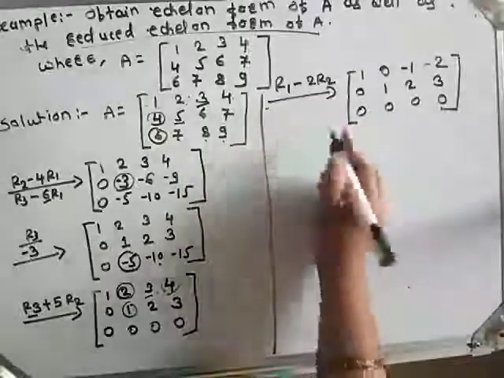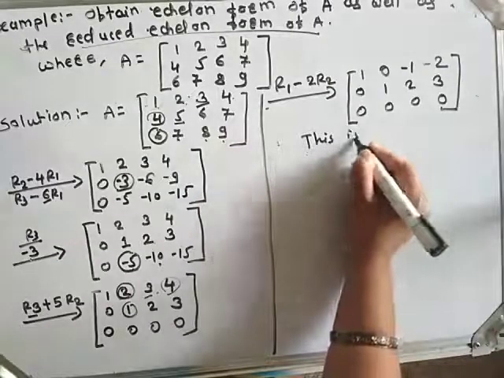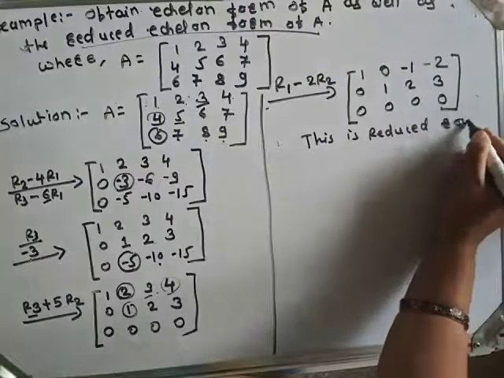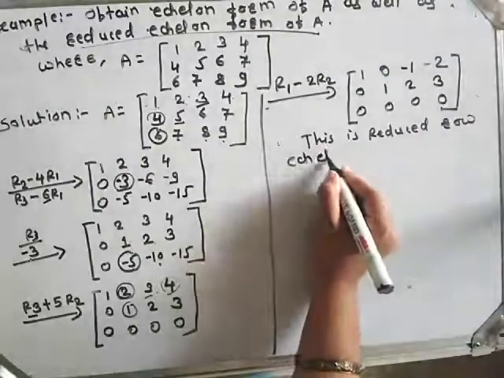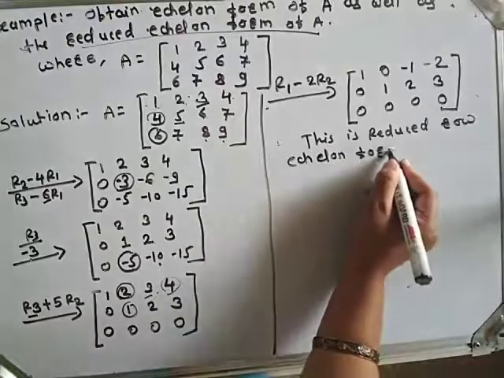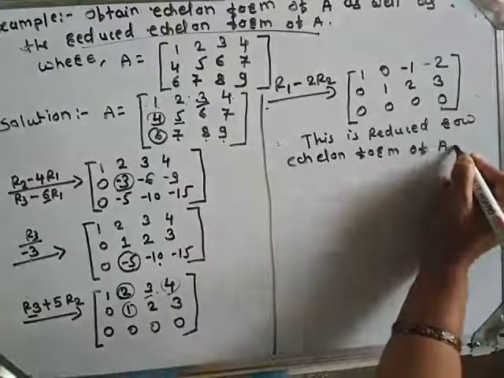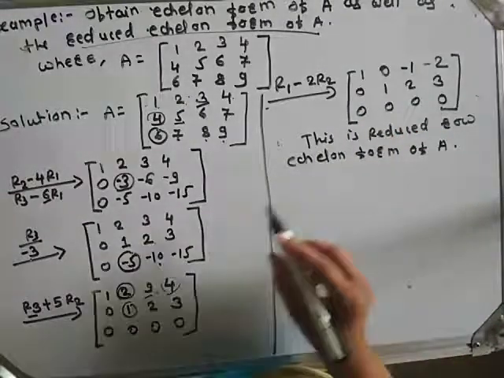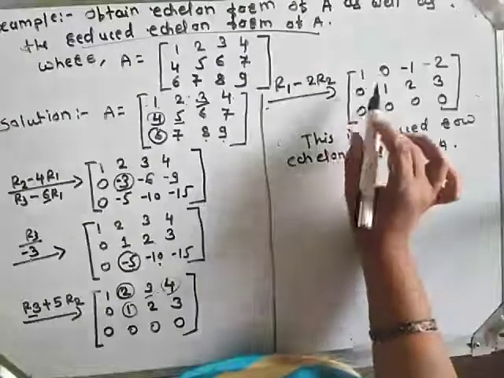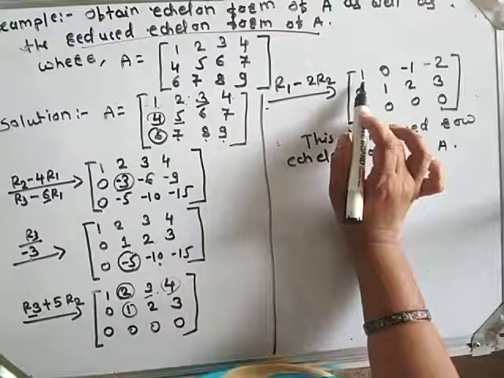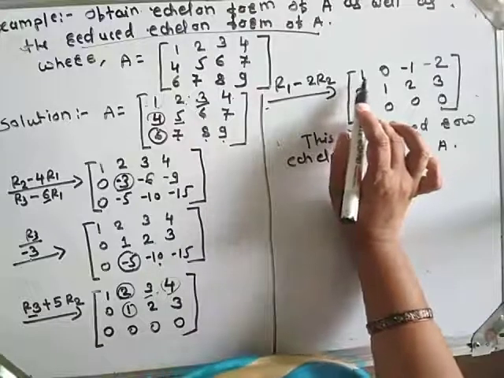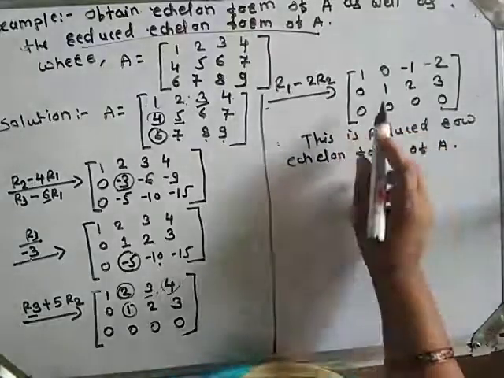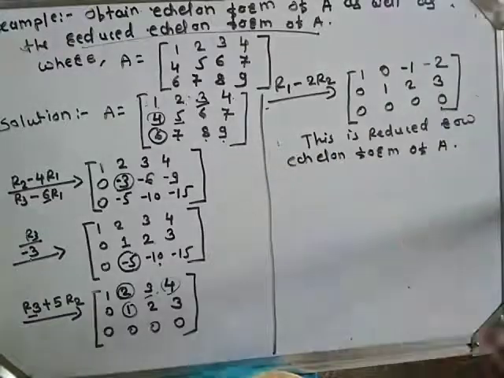This is reduced row echelon form of A. See here, this matrix is already in row echelon form and only leading one is the leading entry in columns. Therefore, this is a reduced row echelon form.